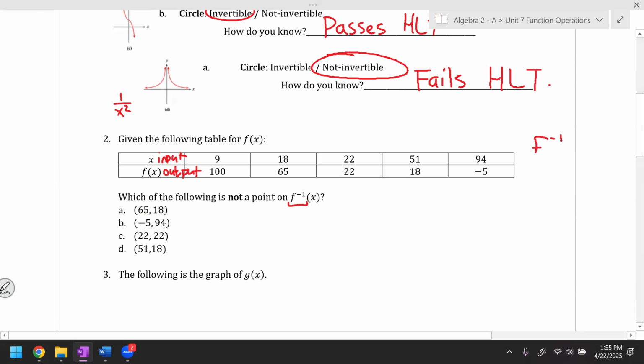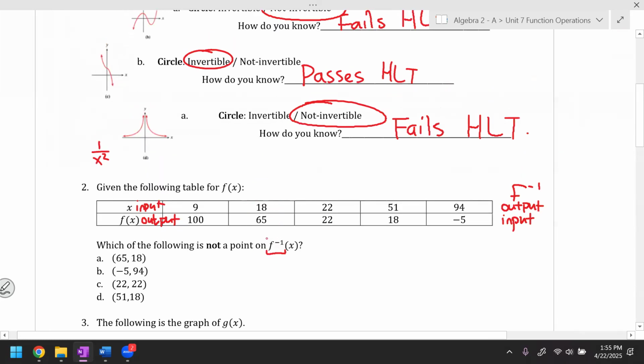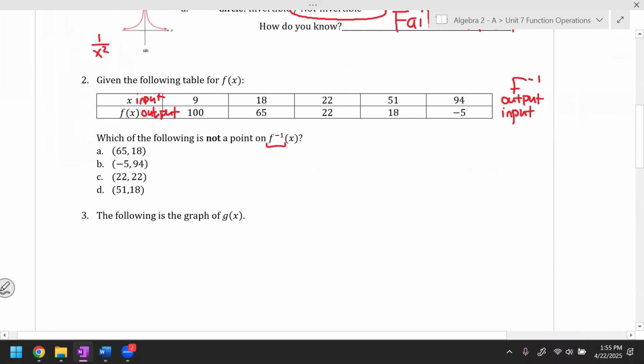So if we're talking about the inverse, then these are the outputs and these are the inputs. So the ones on the bottom need to go first. If we think about it that way, is 65, 18 on the graph of the inverse? Yes, it is. There it is, 65, comma 18, because the inputs are on the bottom now. How about negative 5, 94? That looks like it'll be over there. What about 22, 22? That's on both the original and the inverse.